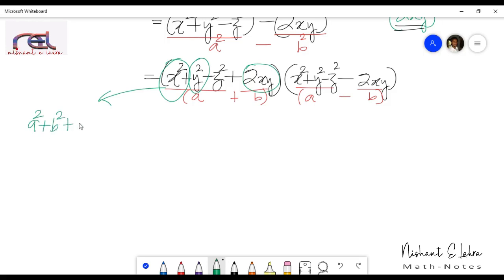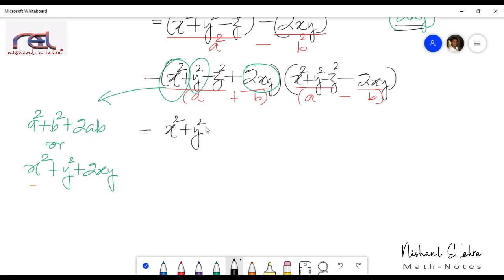Right, it is, we also have learned it as a square plus b square plus 2ab. Or we can write it as x square plus y square plus 2xy. And what are we going to do next? You remember that this x square plus y square plus 2xy is the expansion of a plus b whole square, right? So we'll just write the terms here, x square plus y square plus 2xy.